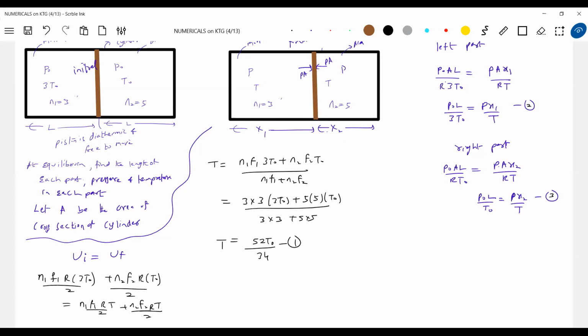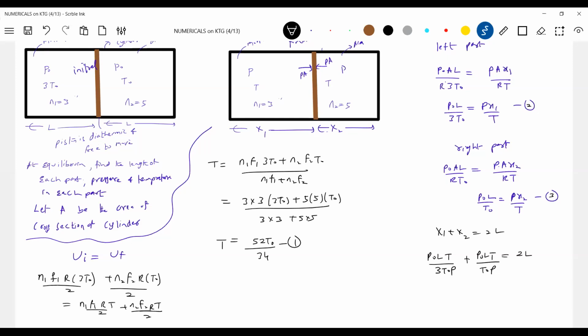Anybody? x1 plus x2 is equal to 12. That's all. The overall volume of the gas will remain the same, no? x1 plus x2 is equal to 12. Look at the diagram. So what is x1 from this equation? P naught L T by 3 T naught P plus x2 should be P naught L T by T naught P should be equal to 2L.